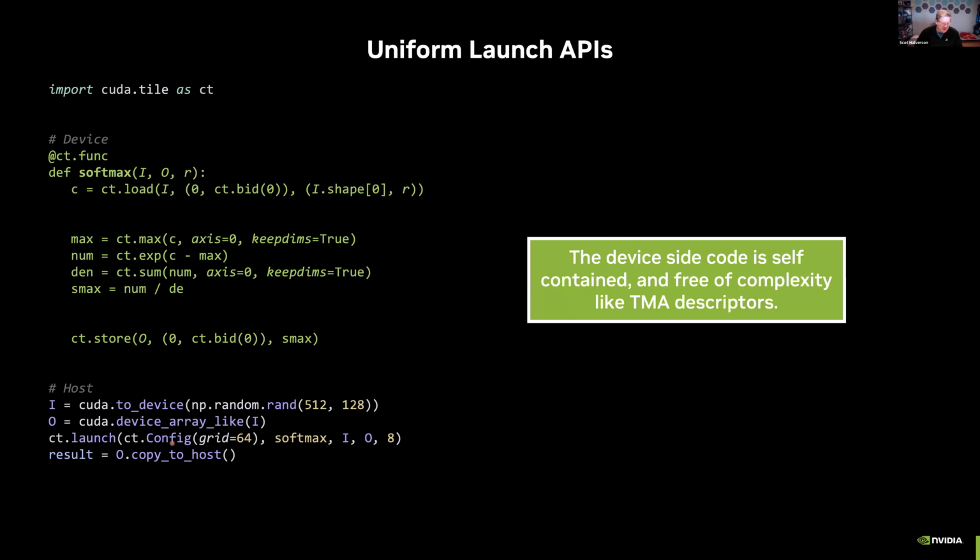So we're launching the softmax function. We're specifying a grid size and the parameters, and then the shape, or R, I guess, in this case. And then once we've launched that, we can get the result back. So this looks kind of similar to what you would expect doing CUDA generally, except that the operations here are now at a tile level rather than at a thread level.